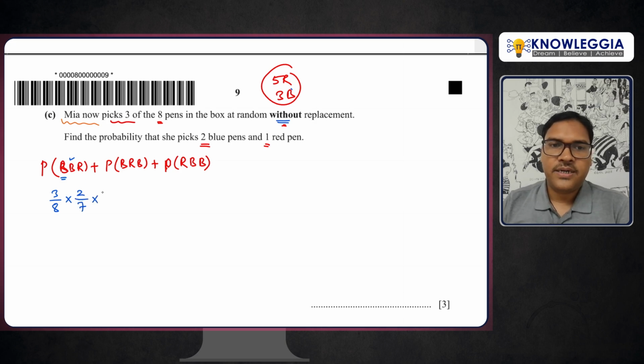And the third one is red. So red is not changing. This is 5 by 6. Plus, what is the probability of first blue? So that is 3 by 8. Second red, this is 5 by 7.